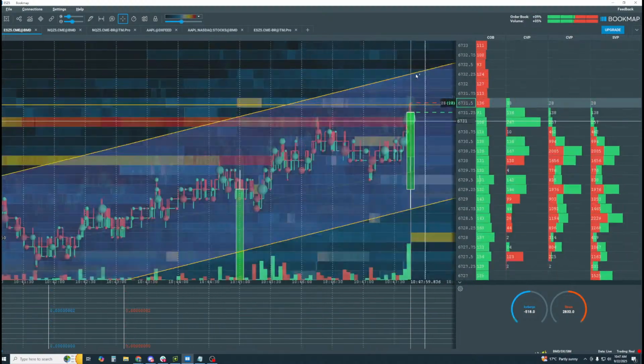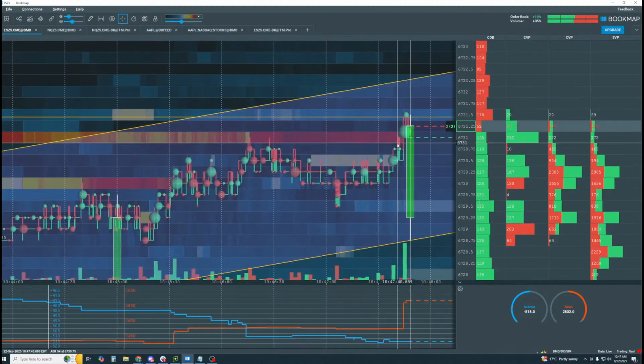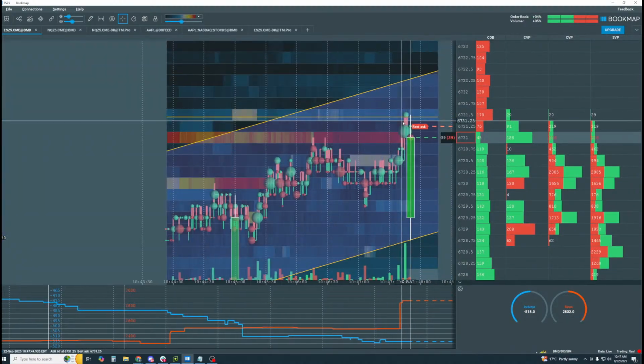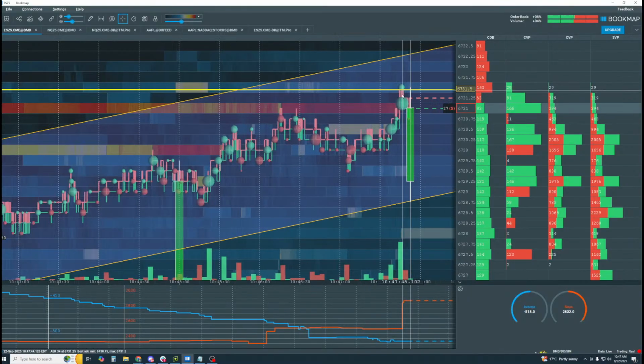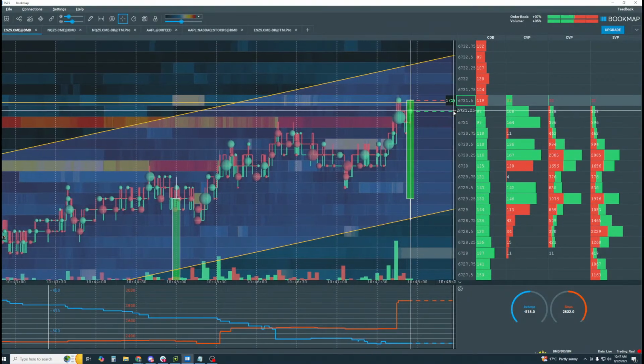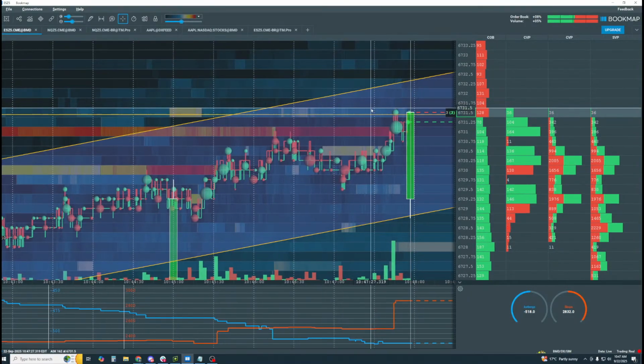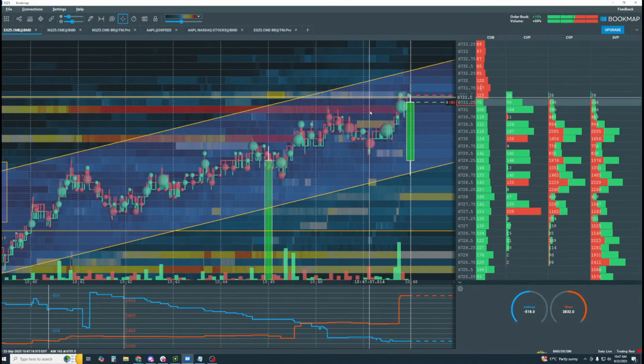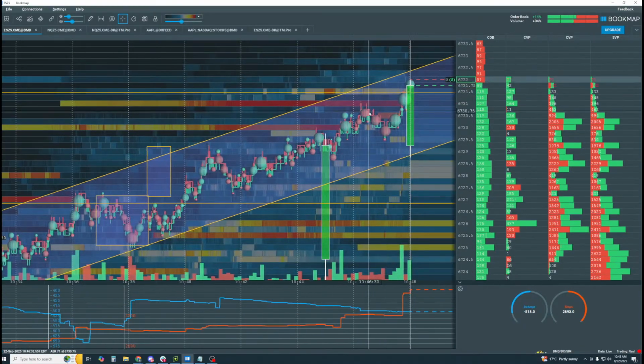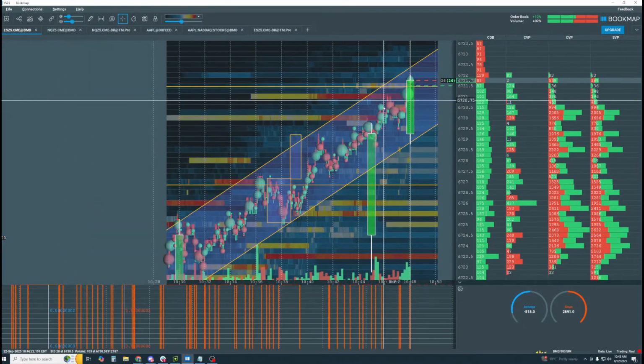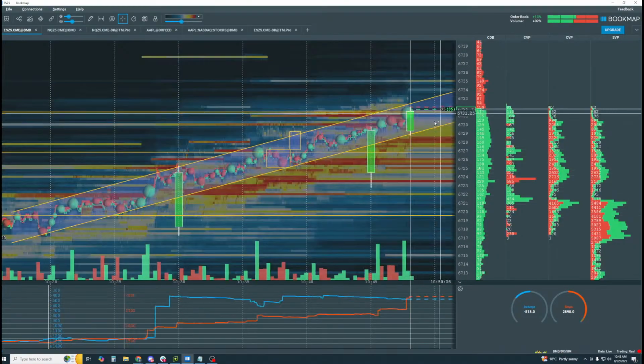Okay, there we go. It just traded and went through it. All-time highs are just being tested here. Bid is still strong. Okay, you can still see it.